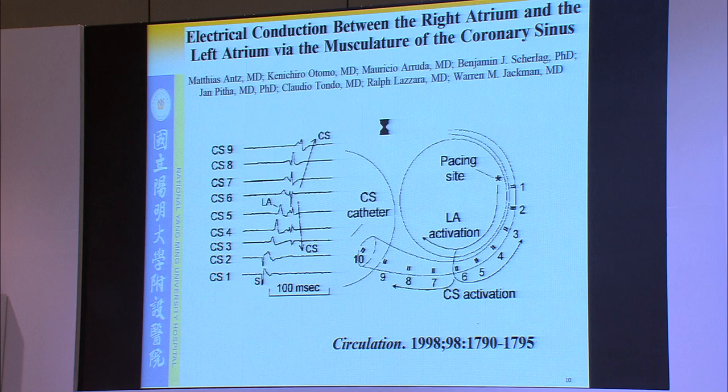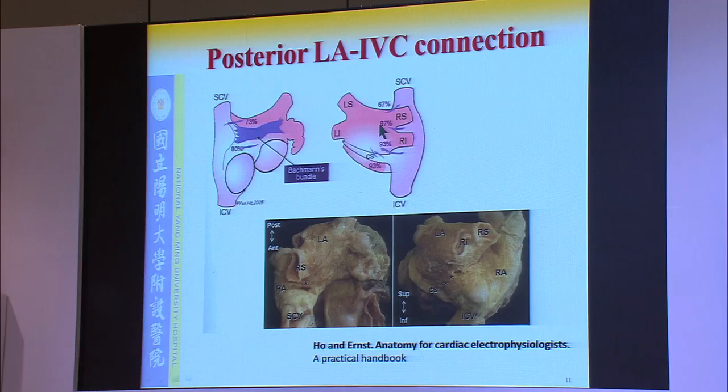This shows the posterior connection. This is Dr. Ho's publication. You can see the percentage of the connection here, and this is an example. This is anterior, this is posterior. I think the posterior connection is mostly between the vena cava and the right pulmonary veins.